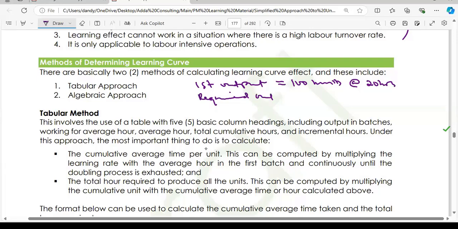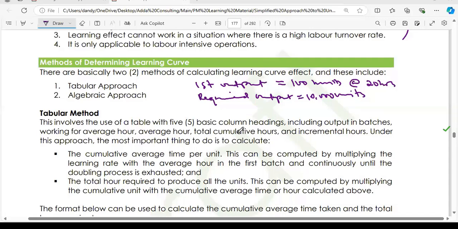Required output, say, is 10,000 units. Ayobamidele, you are disrupting my class. Who is that? Please mute yourself. I don't know why you could be so stubborn, after all my pleas.